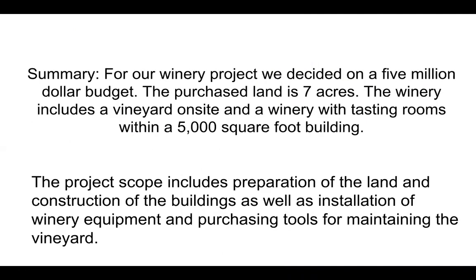So we have a $5 million budget, purchase land of 7 acres, and this will include a vineyard with a winery in a 5,000 square foot building. So we will work within the project scope that includes the construction, preparation of land and the buildings, installing the tools for the winery, purchasing the tools for harvesting the grapes, and also maintaining the whole vineyard. So there's a lot of risk. There's a lot of different things to talk about.